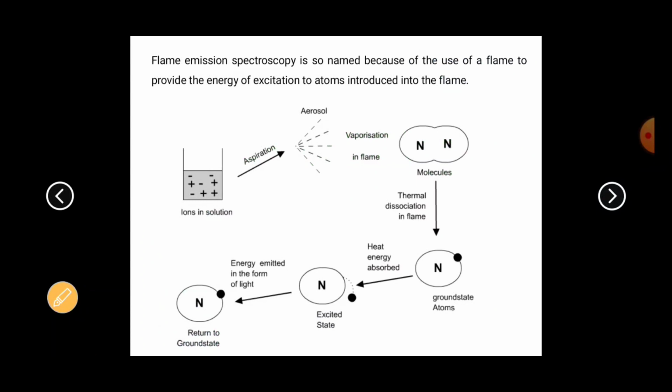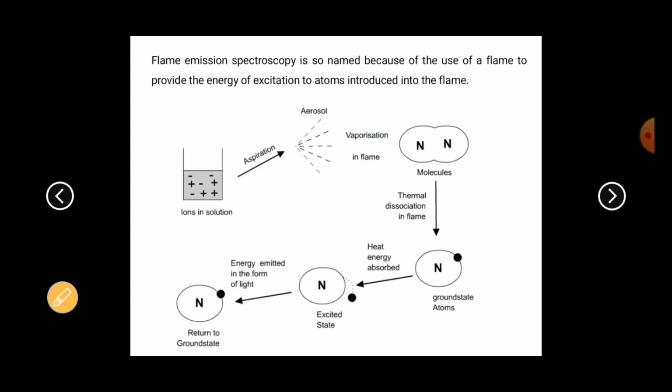Flame photometry is also called flame emission spectroscopy because neutral atoms are involved in the emission of radiation when introduced into the flame. So it is also called flame emission spectroscopy. Let us see the principle involved in flame emission spectroscopy.